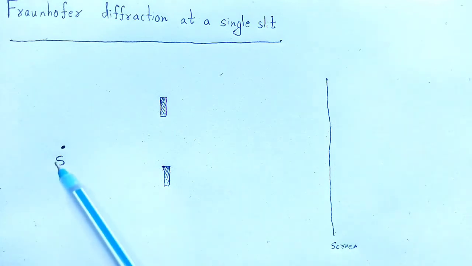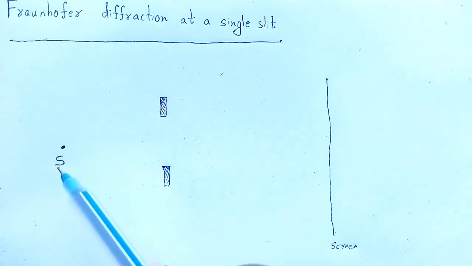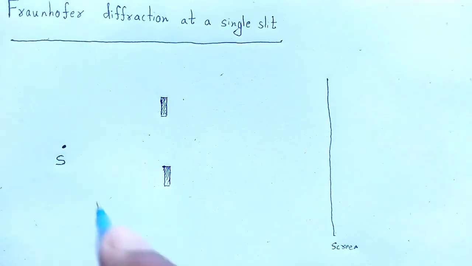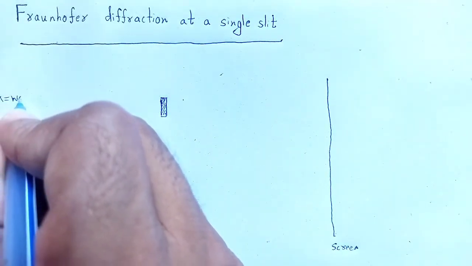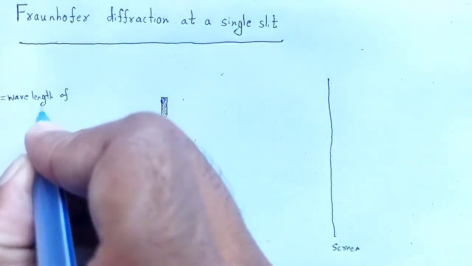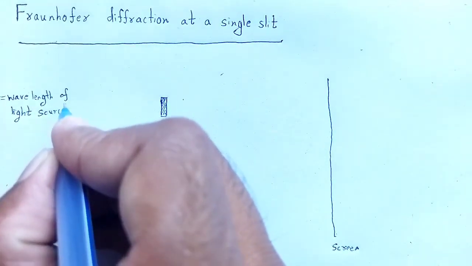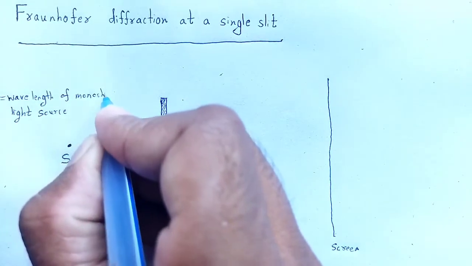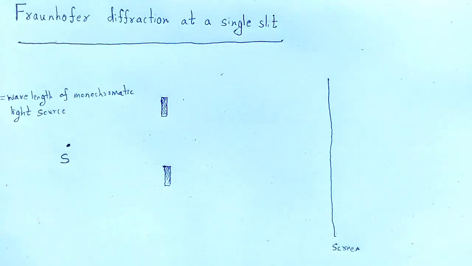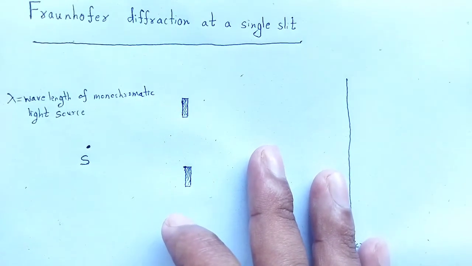Now we consider a monochromatic source of light S emitting light waves having wavelength, let lambda be the wavelength of the light of the monochromatic light source.